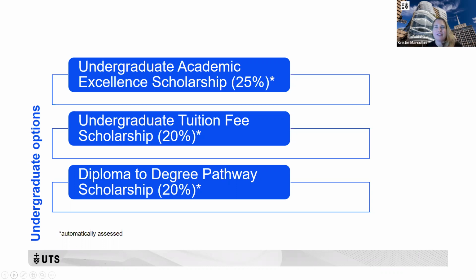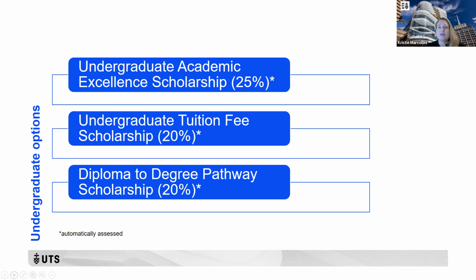Back to scholarships. The Undergraduate Academic Excellence Scholarship is a 25% scholarship, which is merit-based. If you're eligible, you'd receive a letter when you're offered the program at UTS. You're also receiving a scholarship offer as well. The scholarship is applied to the deposit that you'd need to pay to accept the offer, so it's already reduced from the deposit you need to pay.